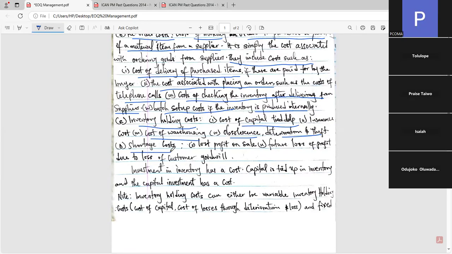Another one that we have is shortage cost. For example, lost profit on sale, future loss of profit due to loss of customers' what? Goodwill. Now, when you talk about shortage cost, it includes future loss of profit due to loss of customers' goodwill. When customers do not patronize you, your profit is going to run short.